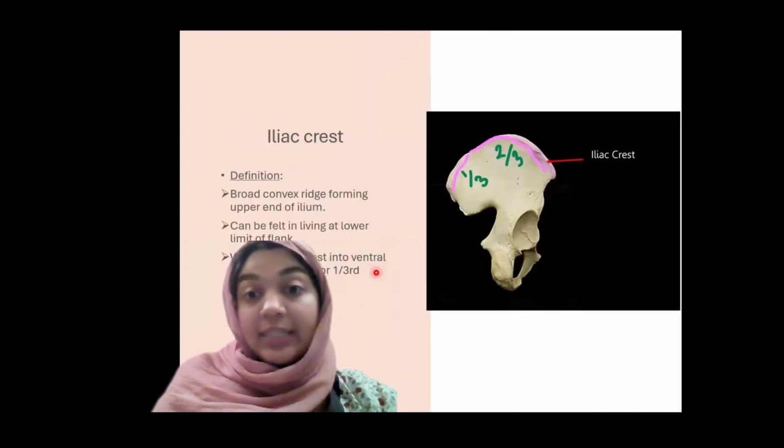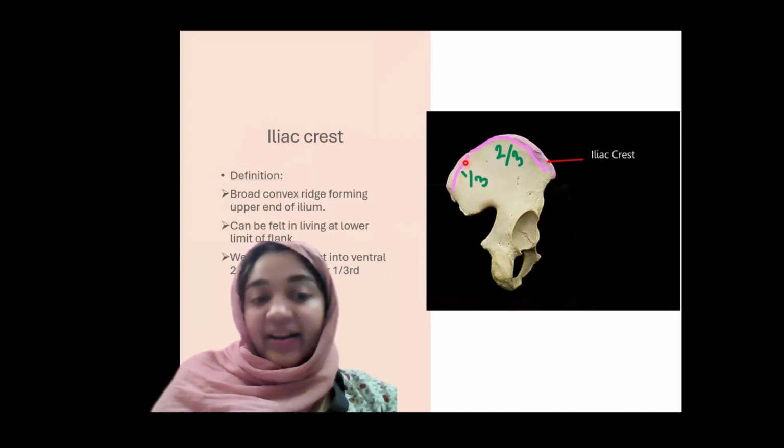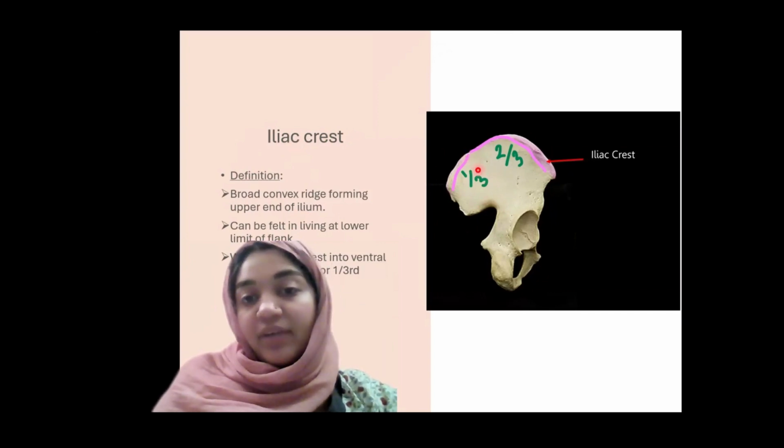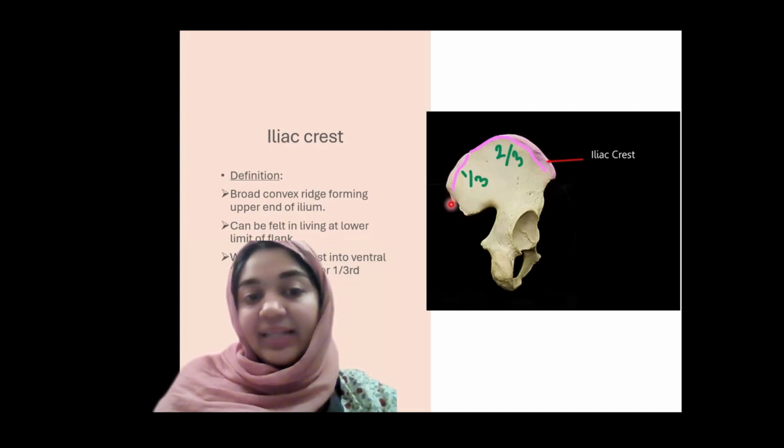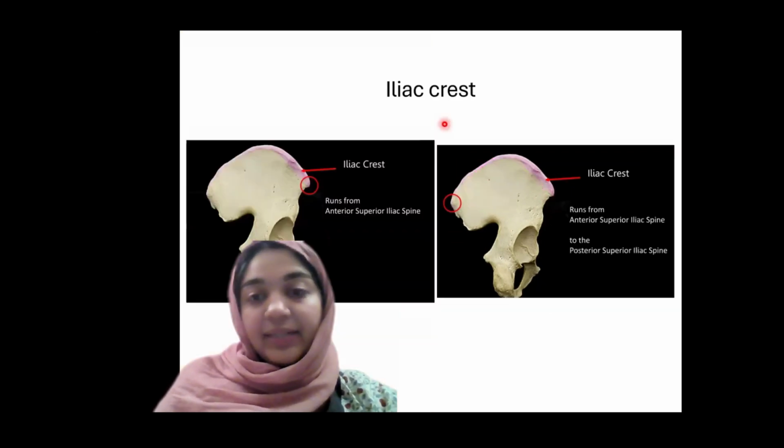Try to touch yours and see if you can feel yours. Now, when we talk about the iliac crest, we can divide it into a ventral 2/3 and a posterior 1/3, right? So the broad convex ridge forming the upper end of the ilium is the iliac crest. It can be felt in the living at the lower limit of the flank. And we divide the crest into ventral 2/3 and posterior 1/3, right?